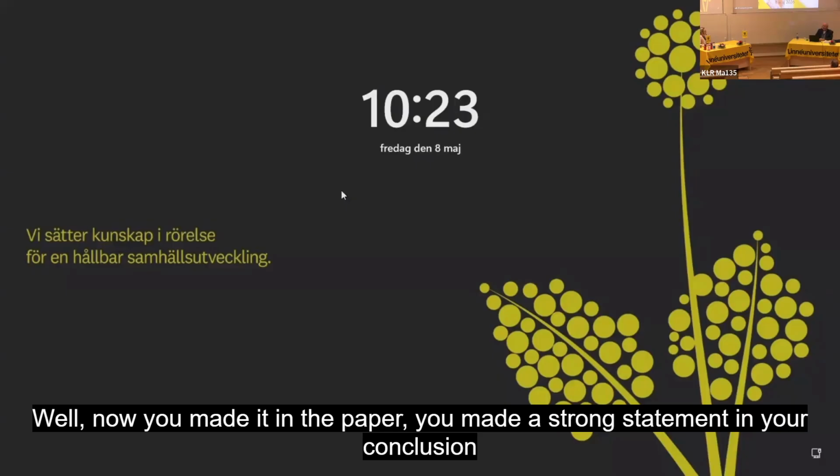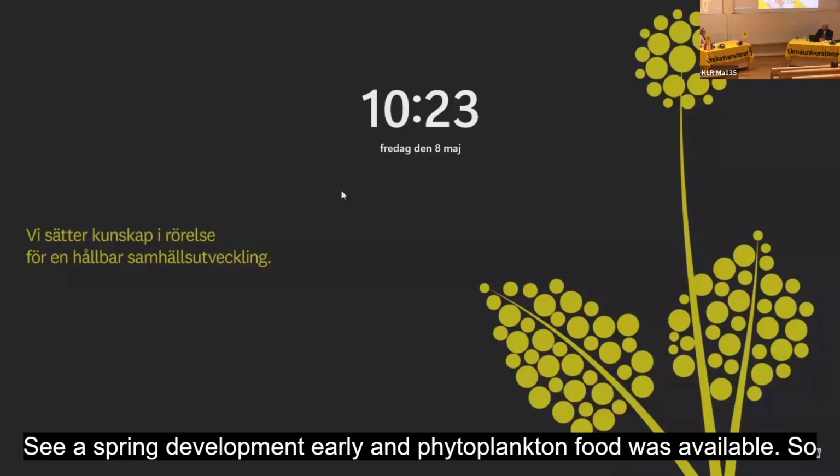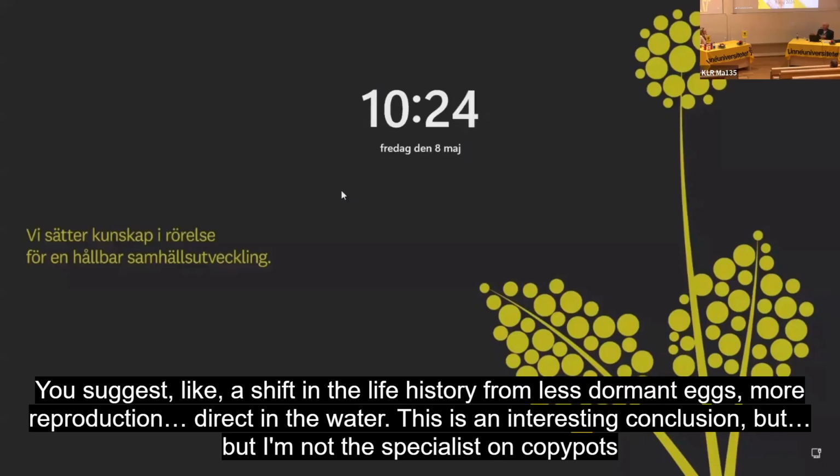Well, now you made a strong statement in your conclusion in the paper, saying that results seem to suggest that copepods adjusted their life history in elevated temperatures by relying less on the strategy of using sediment-stored dormant eggs and instead started their spring development earlier when phytoplankton food was available. So you suggest a shift in the life history from less dormant eggs to more reproduction directly in the water.